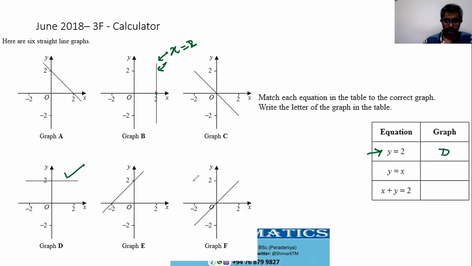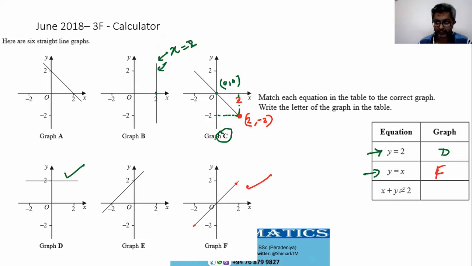So graph D is y equals 2. Now, y equals x: which one is it? At 0, 0, correct, y and x coordinates are equal. Now if you take this point, 2, comma, -2, are y and x equal or not? They are not equal. This x is +2 and y is -2. So it's graph F, where you can see -2, -2 and +2, +2.